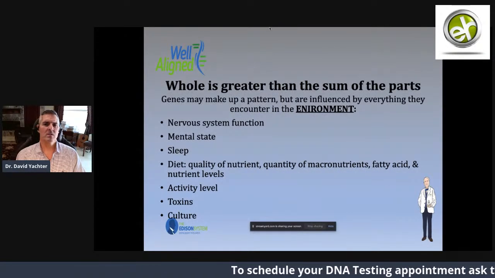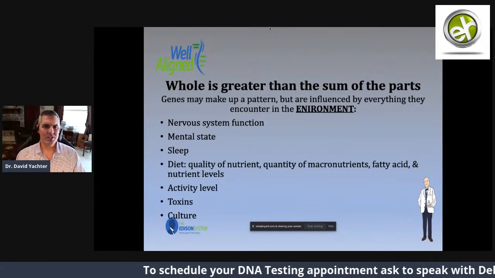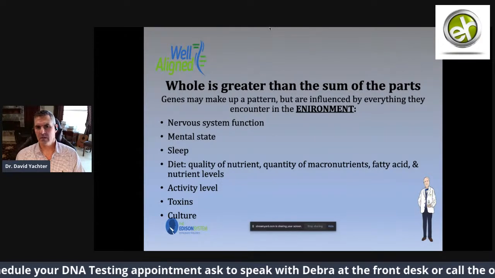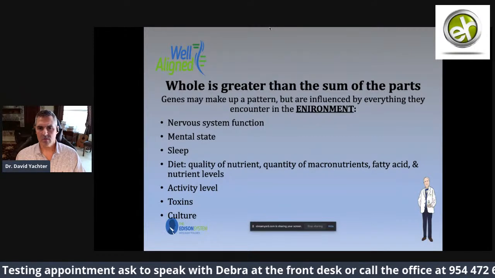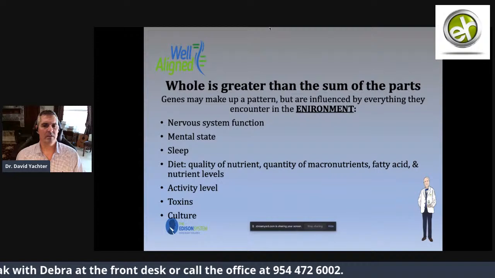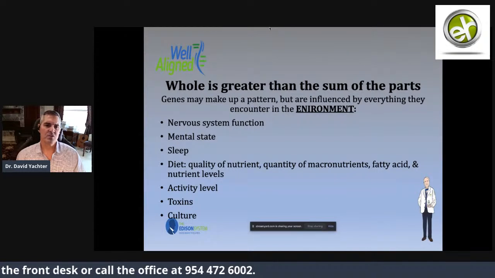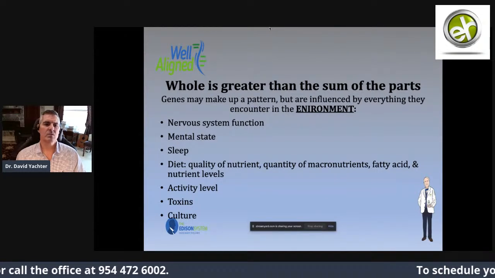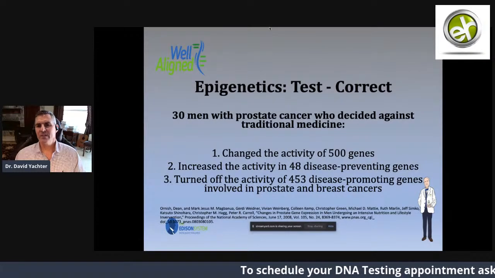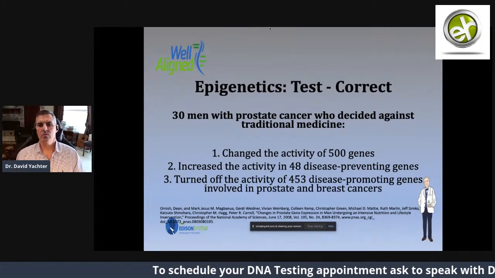So the whole is greater than the sum of the parts. We always say the genes make up a pattern, but are influenced by everything they encounter in the environment. And that's considering your nervous system, your mental state, your sleep, diet, quality of nutrients, quality of macronutrients, fatty acids, and nutrient levels, activity levels, toxins, and your culture. So when we test, we get an opportunity to correct.